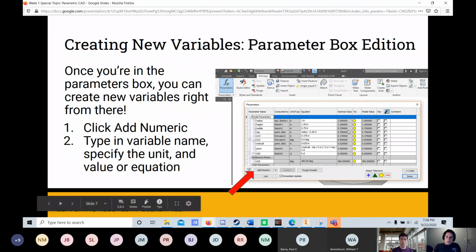Other than redefining the things that already exist, you can add new parameters that don't necessarily have to be in the dimensions themselves. You can press add numeric, type in the variable name, specify the unit, and put in the equation or the value, and you will have a brand new fancy variable for you to use anywhere else to reference, okay?